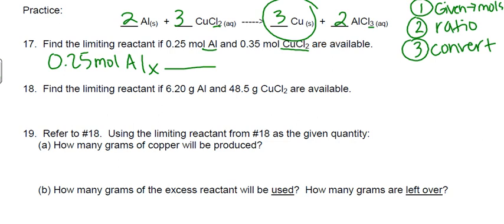The first step, given to moles. Okay, my given's already in moles, so that means step 1 is completed for me. Step 2 is the ratio step. So I look at my balanced equation to do the ratio step. For every 2 moles of aluminum, and this is coming from right here, there are 3 moles of copper.